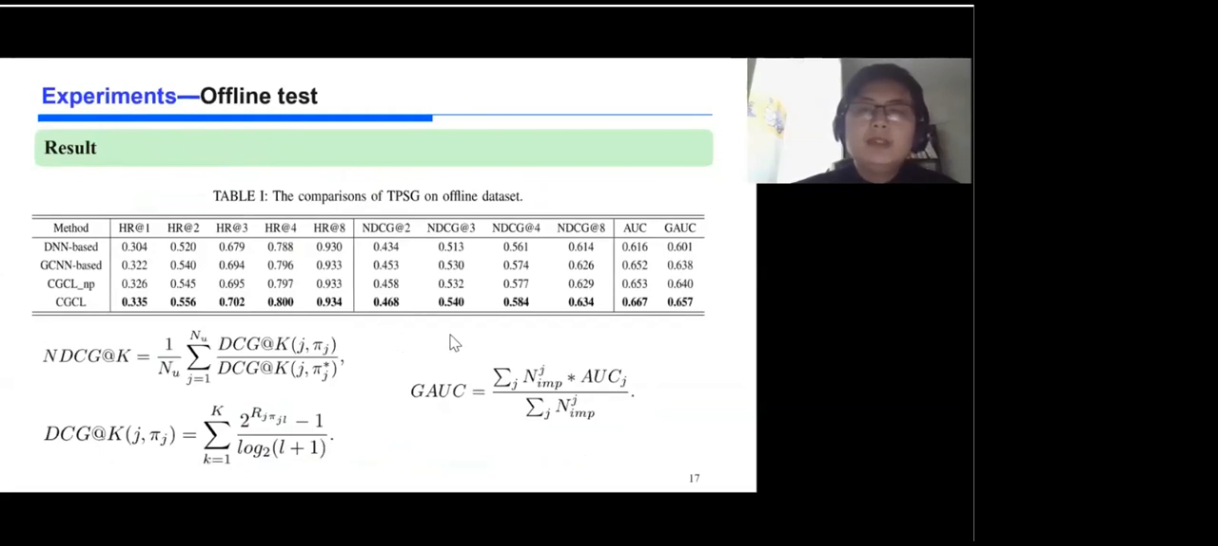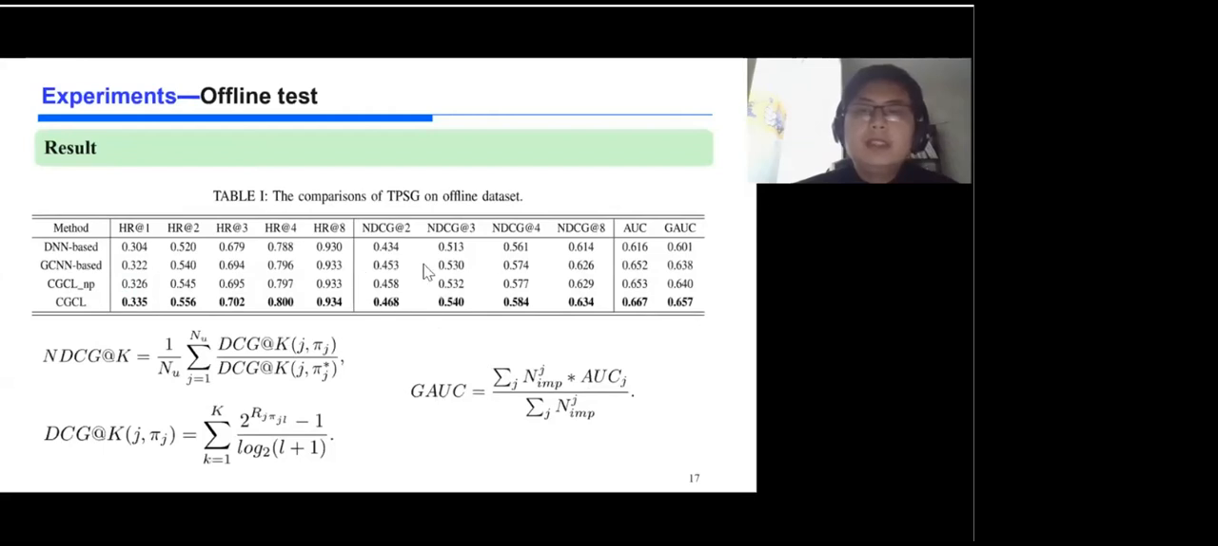Few existing algorithms can be directly applied to TPSG task, as it is a new one. We adapt 2 deep frameworks, including DNN and GCNN, to the TPSG task as the baseline methods. Also, to evaluate our proposed parameterized Kronecker product, we additionally compare the CGCL with the non-parameterized version, named CGCL NP. NP means non-parameterized.